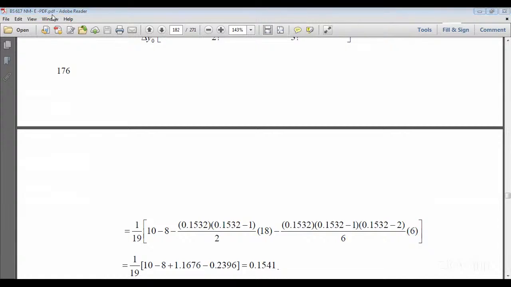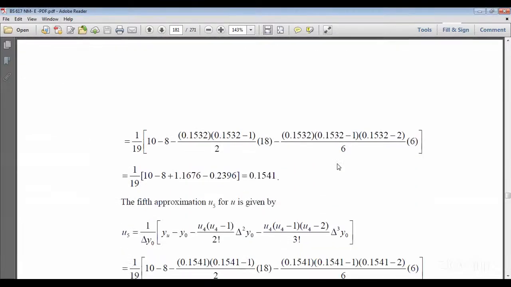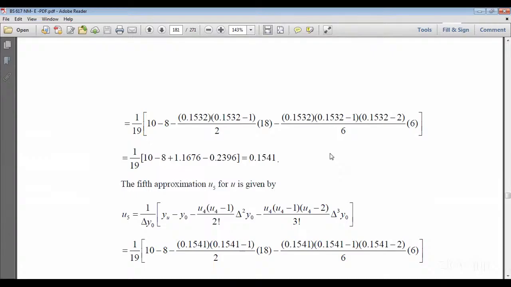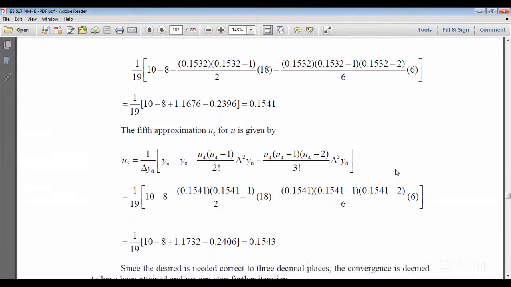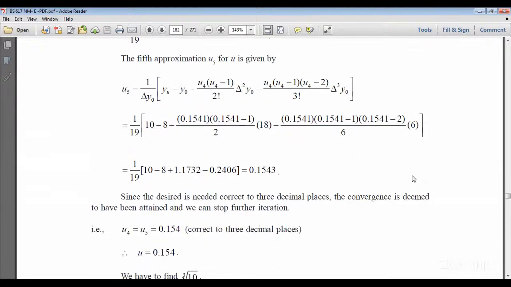So 1 by 19 times (10 minus 8), applying these values, 0.1532 minus 0.1532 (0.1532 minus 1) by 2 times 18, and so on. So after applying these values the result is 0.154. The fifth approximation u5 for u is given by taking 0.1541, minus 0.1541 (0.1541 minus 1) by 2 times 18, and 0.1541 (0.1541 minus 1)(0.1541 minus 2) by 6, we are taking 0.154.